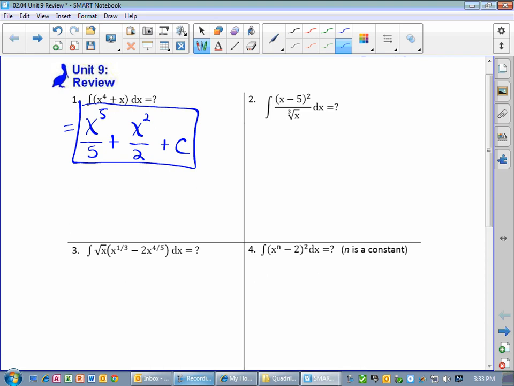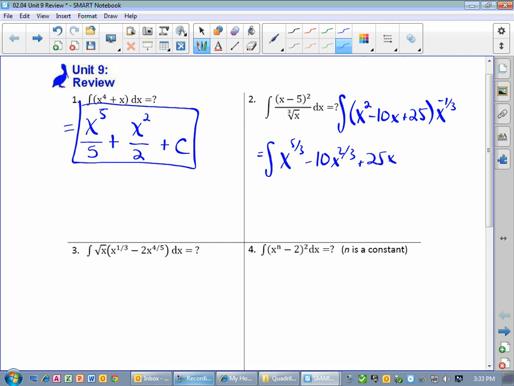Number two, we need to do some algebra before we can do calculus. And so this integral will be the same as x minus 5 squared, which is x squared minus 10x plus 25, times the cube root of x, which is written as x to the 1/3. It's in the denominator, so we want x to the negative 1/3. Now we distribute the x to the 1/3, so we have the integral of x to the 5/3 minus 10x to the 2/3 plus 25x to the negative 1/3. And notice we still have not integrated yet.